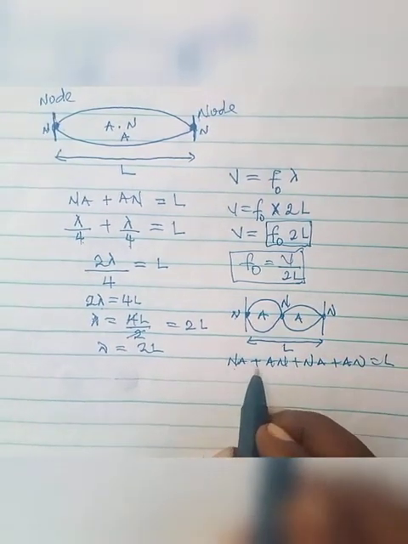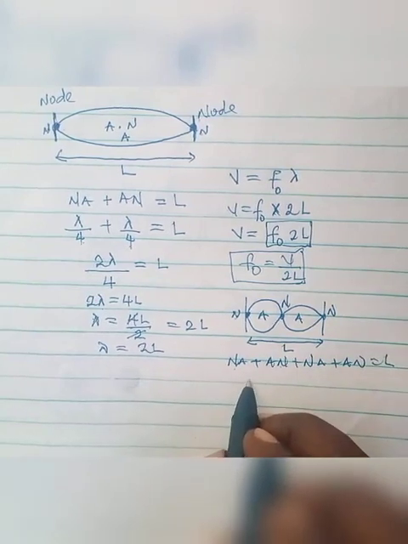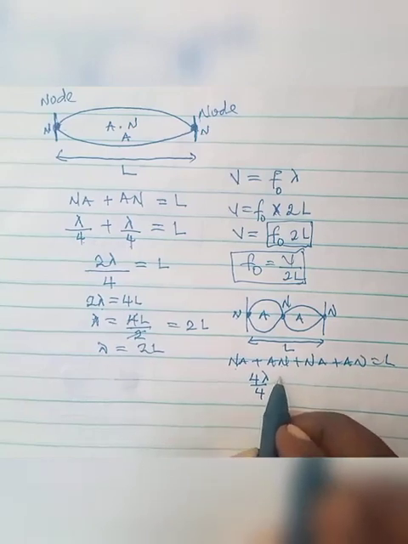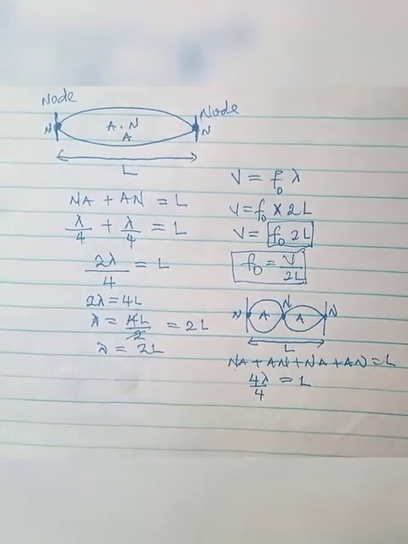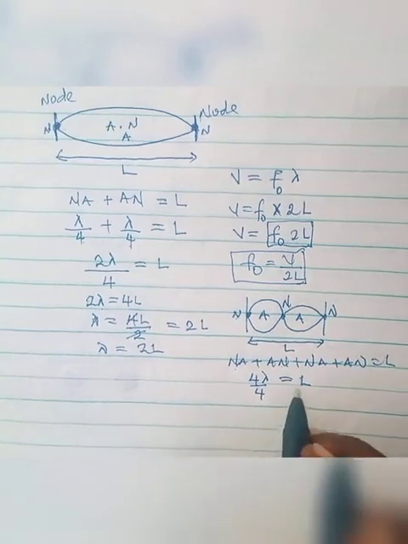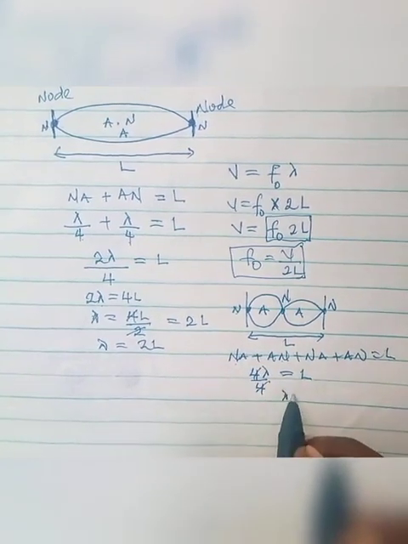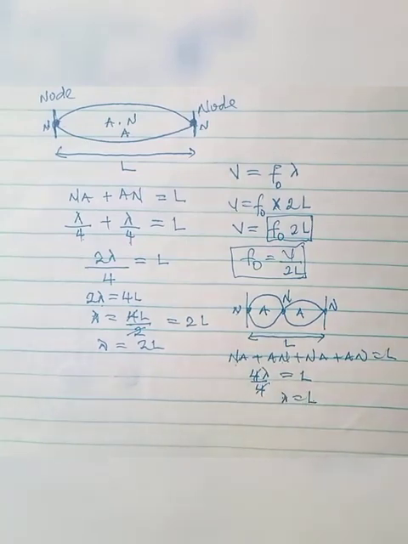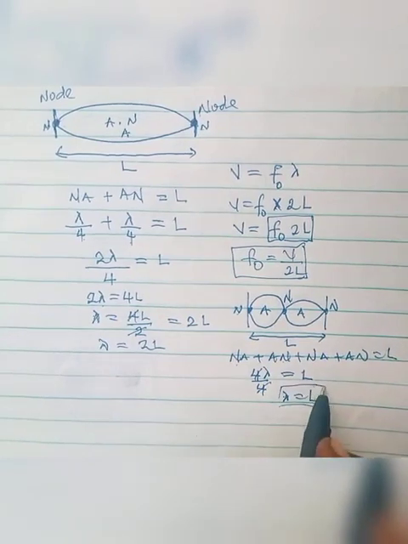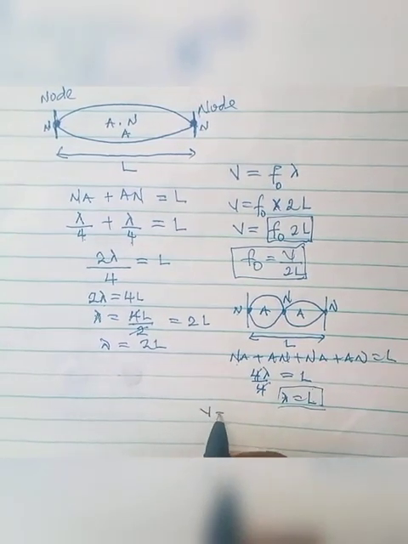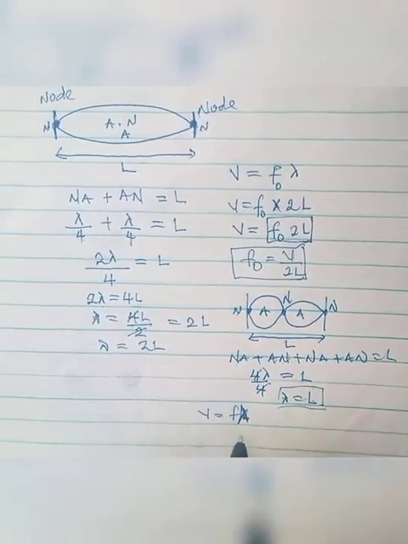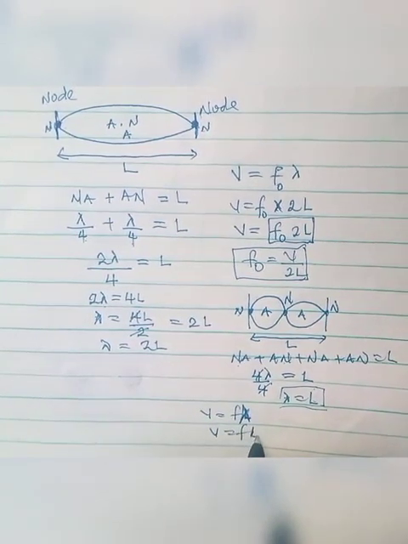So if you add 1, 2, 3, 4, there are just 4 lambdas over 4. So we write 4 wavelength over 4, and that is equal to L. So here you can cancel out the 4s or you just cross multiply. You have that lambda is equal to L. At the second harmonic, the wavelength is equal to the length of the pipe. So understand this. Let's go back to what we have before. V is equal to F lambda, not FL. Then remember that lambda is L, so V is equal to F times L.